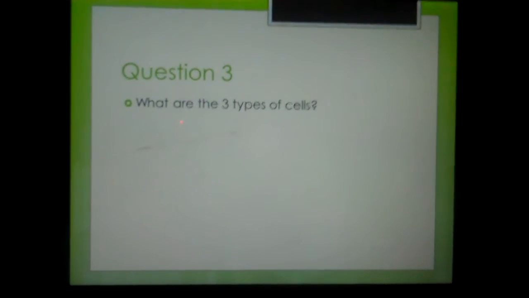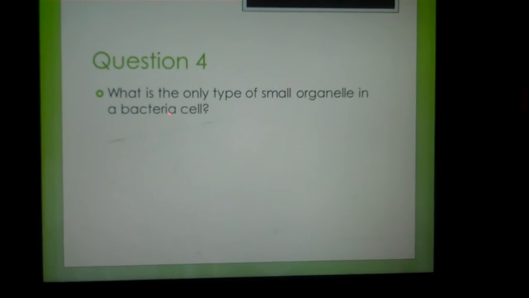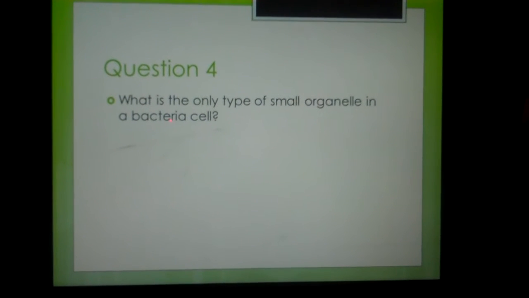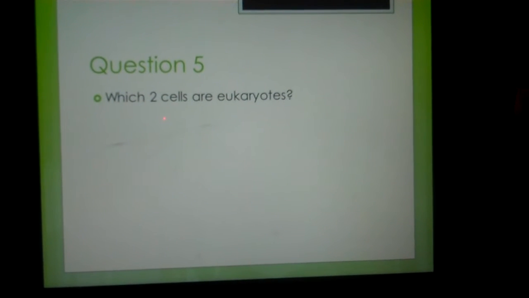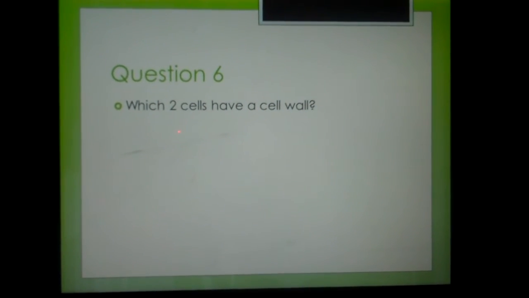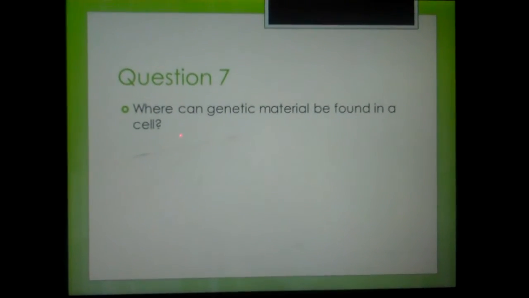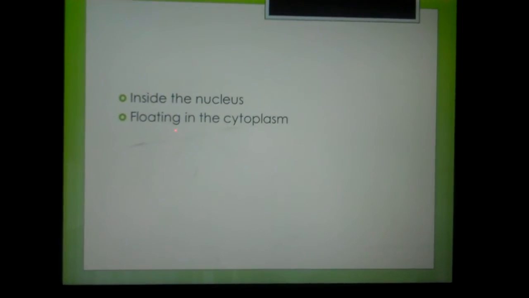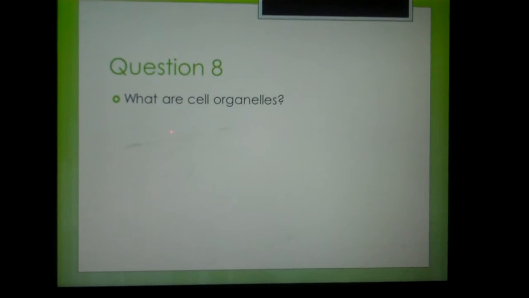Question 3. What are the 3 types of cells? Plant, animal, and bacteria. Question 4. What is the only type of small organelle in the bacteria cell? Ribosomes. Question 5. Which 2 cells are eukaryotes? Plant and animal. Question 6. Which 2 cells have a cell wall? Plant and bacteria. Question 7. Where can genetic material be found in a cell? Inside the nucleus or floating in the cytoplasm.